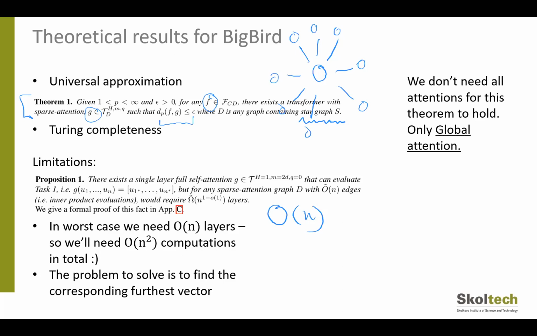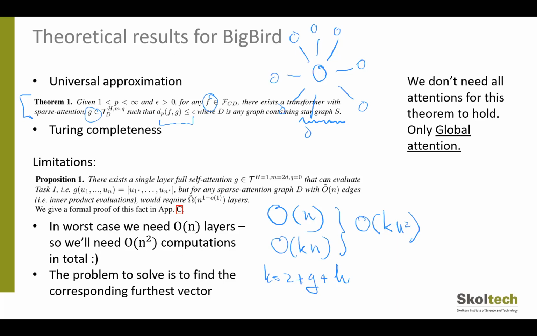It means that to calculate each layer, we need k times n, where k equals r plus g plus h. And so the total computation cost is the product of the number of layers and the computational cost for each layer. So it equals O(n squared). And it means that in the end, in the worst case, we have a similar problem to what we have in transformers. So we need many layers and we need much memory, much computation.